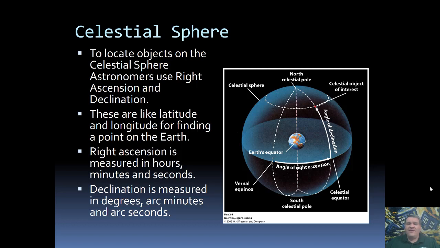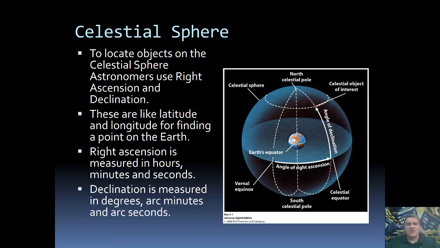Now that we have defined the celestial equator and the north and south celestial poles, we can now define a coordinate system, a way of figuring out exactly where the objects are located on the sky. So the coordinates that we often use in astronomy are right ascension and declination. These are very similar to latitude and longitude.